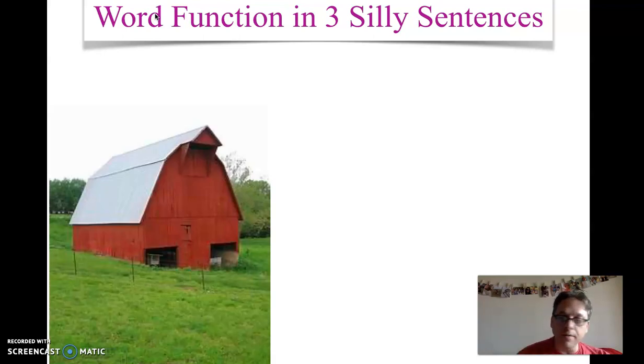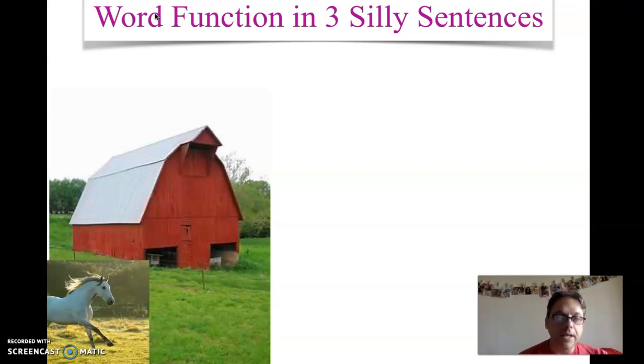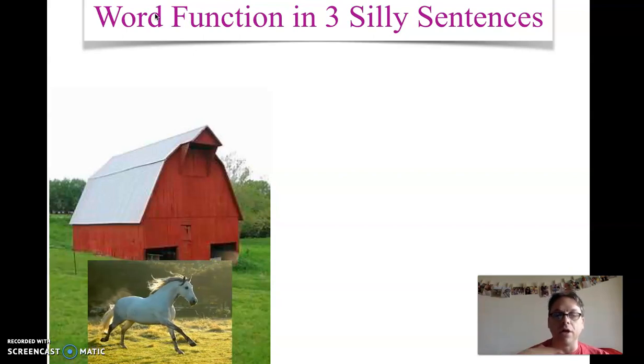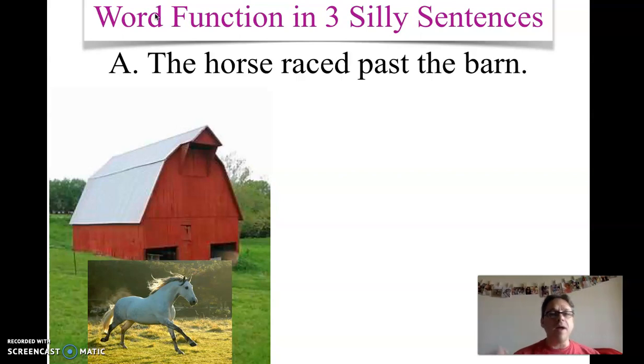So we have a barn, the building where you might keep your animals or farm equipment, and we have a horse here who is running around the barn. Now we might have a rather simple, normal sentence: The horse raced past the barn. Raced here means to run fast. So the horse raced past the barn.